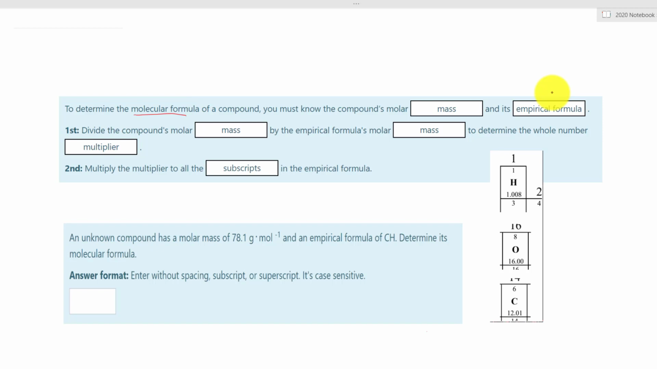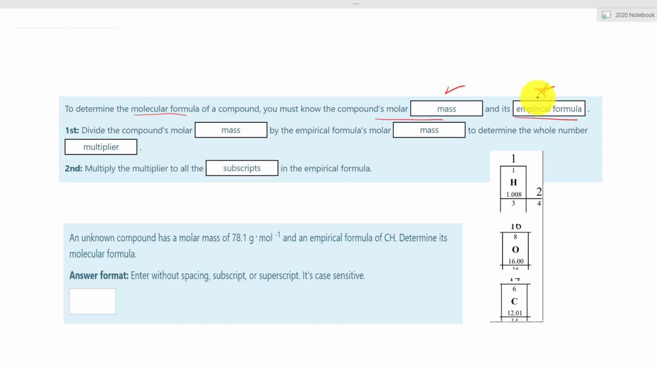So now the process is very straightforward. To determine the molecular formula of any compound, you need to know two things. First, the molar mass of that compound, and then the empirical formula. Again, this is probably the most challenging part if it's not given to you, because there are multiple steps to find the empirical formula.